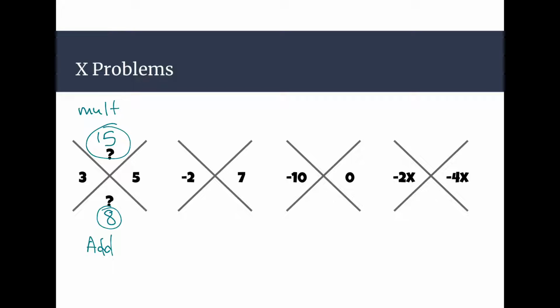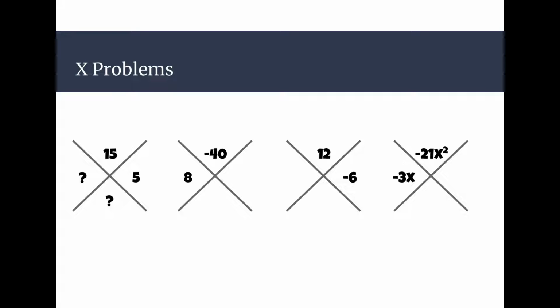All right, so negative 2 times 7 is negative 14. Negative 2 plus 7 is 5. Negative 10 times 0, anything times 0 is 0. And negative 10 plus 0, just negative 10. Negative 2 times negative 4, okay, I lied, there is some algebra here. So negative 2 times negative 4 is 8, and then x times x is x squared. If we add these two things, a negative 2x and a negative 4x, just add to negative 6x. Sweet.